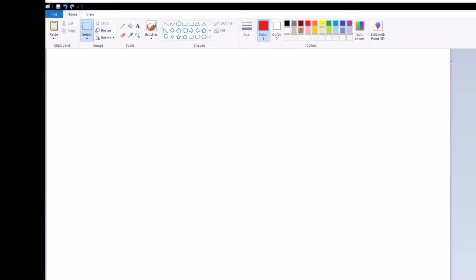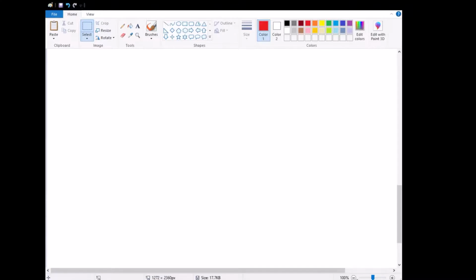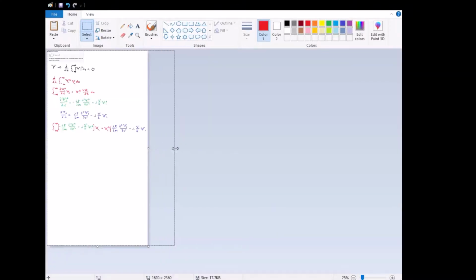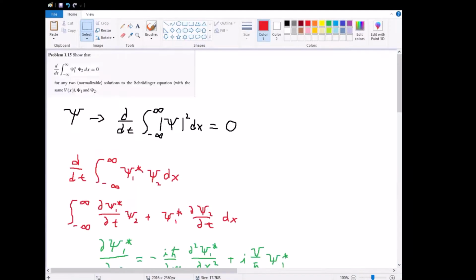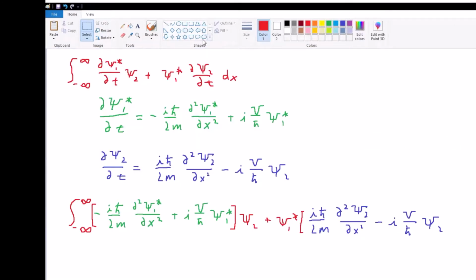And let's just make our canvas a little bit bigger. There we go. And let's do this, bracket it off, and then everything by dx. And hopefully you see, first off, we have positive iV over h bar psi 1 star psi 2. And on this side, we have negative iV over h bar psi 1 star psi 2. So these two instantly cancel out.